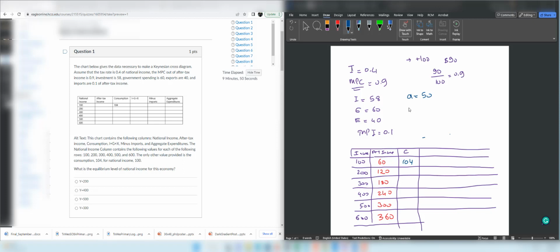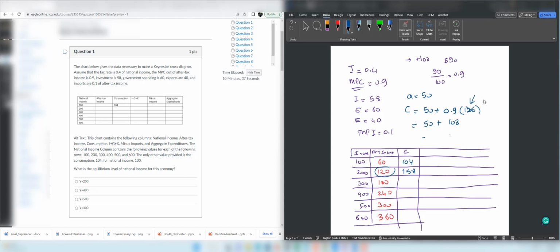Now I know here C is equal to 50 plus 0.9, which is marginal propensity to consume, times after-tax income. This time it's 120. So therefore I'm going to write here 120. And now 120 times 0.9 is equal to 108 plus 50 is going to give us the consumption, which in this case is 158.